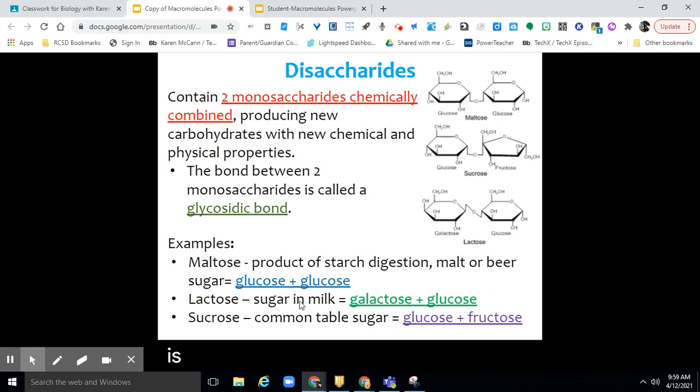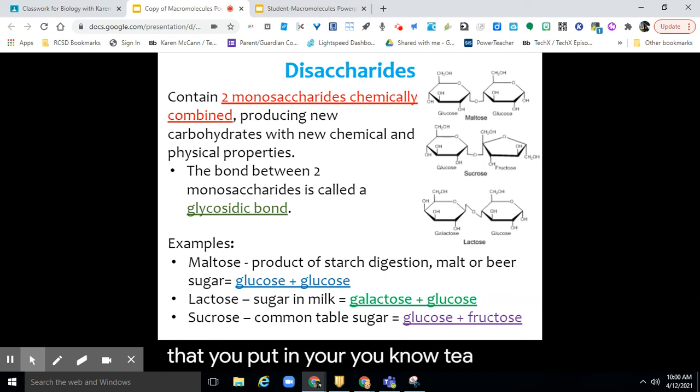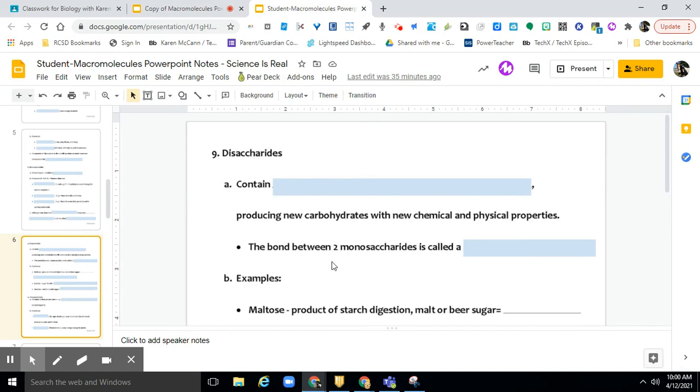Lactose is actually the sugar found in milk, and it is a combination of galactose and glucose combined. Sucrose is your common table sugar, the white stuff that you put in your tea or coffee or Kool-Aid. It's also what you use when you bake a lot of times. And it is a combination of glucose and fructose. Don't forget to fill this in on your notes.